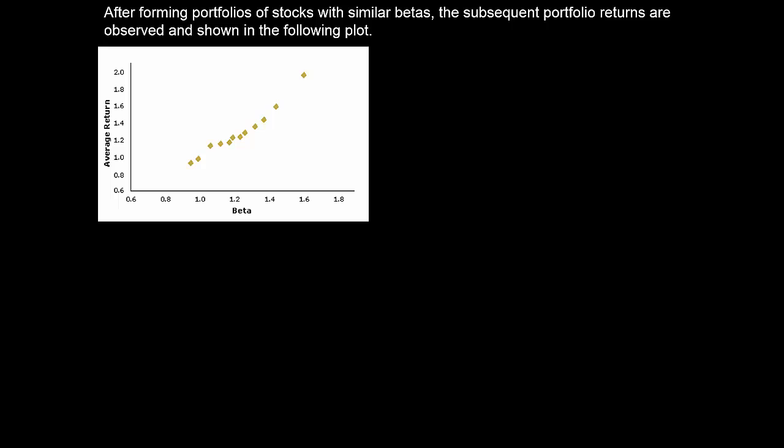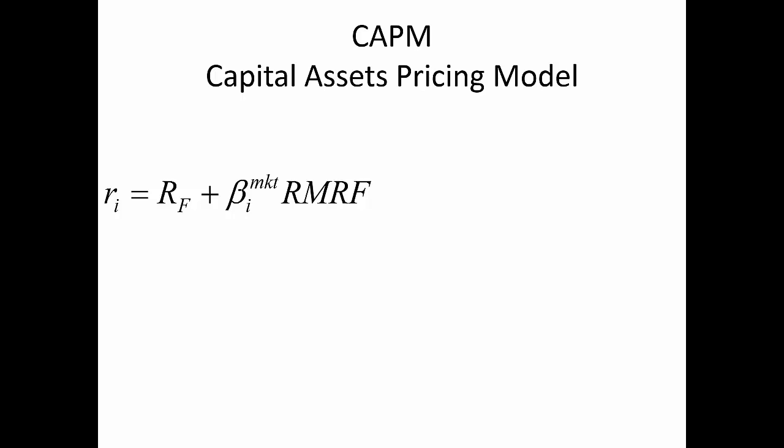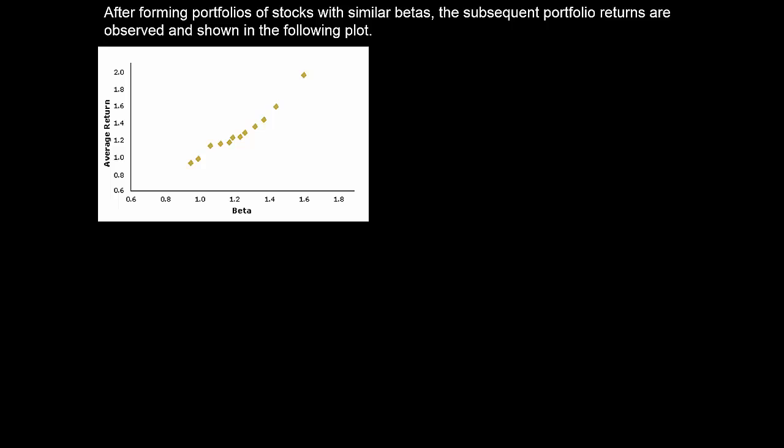Let's take a look at how well it works in practice. This is the model, this is the theory, but let's see how it works in practice. We can form portfolios of stocks with similar betas and then examine the subsequent returns on those portfolios to see the relationship between the betas and the returns on the stocks. In this case, we're forming portfolios of stocks, so we'll examine the return on the portfolios.